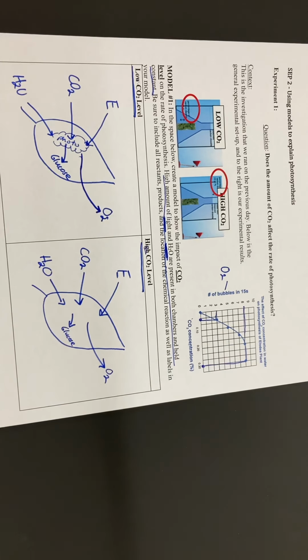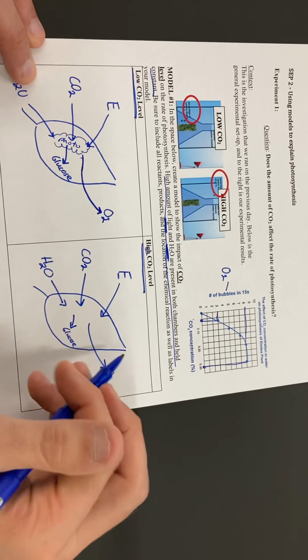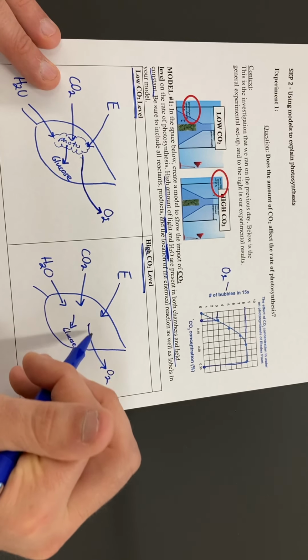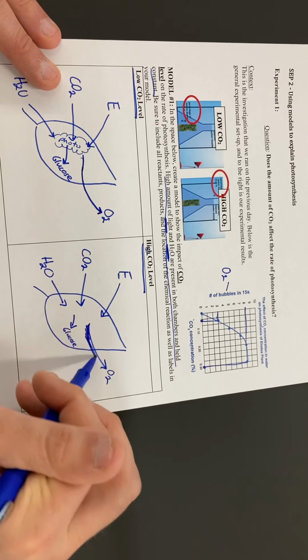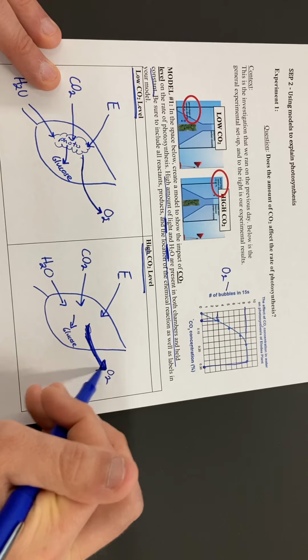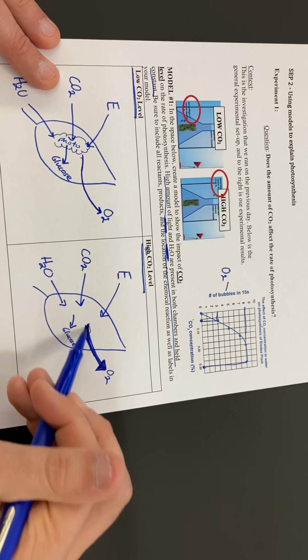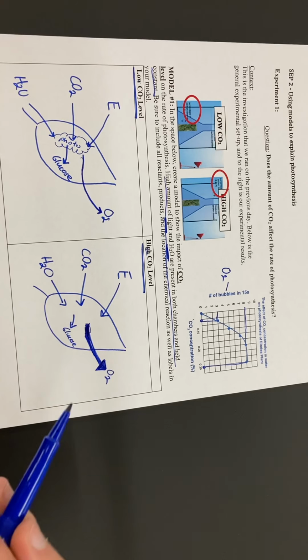So how could I represent that in this model? Well, there's multiple ways that we could show that there's more oxygen. One way, all right, is to just draw a thicker line, right? That kind of implies, all right, we're getting more oxygen out of this process, all right? Now, all right, so here we have more oxygen.